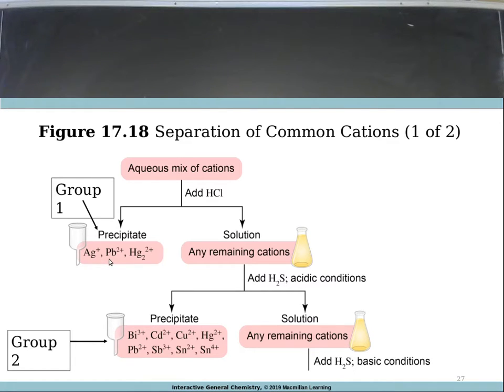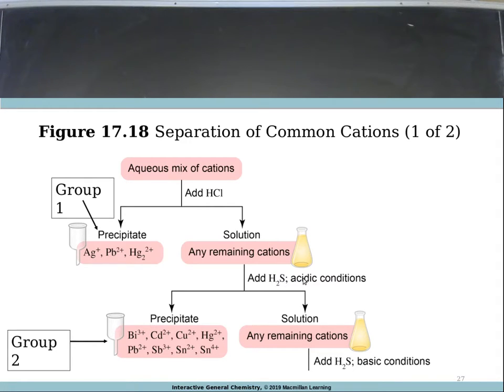You remember their solubility rule for chlorides, bromides, and iodides is that they're mostly soluble except for these three: lead, silver, and mercury. So take your aqueous mixture, add hydrochloric acid. If there is a solid, then filter it out, and you'll know that you have one of these three. And then you take the filtrate, or the remaining aqueous solution, and you can continue your investigation.